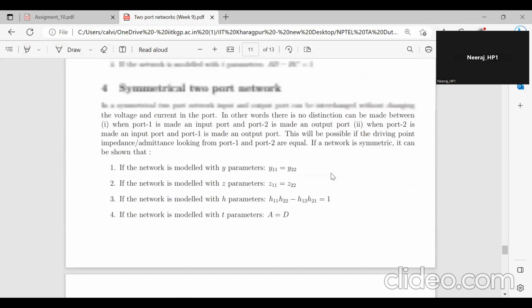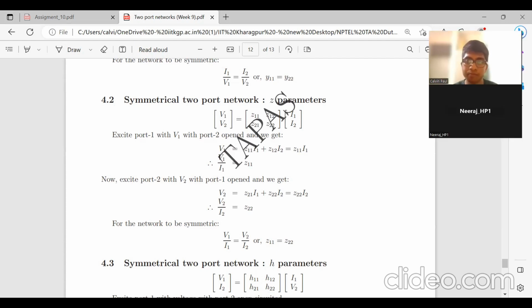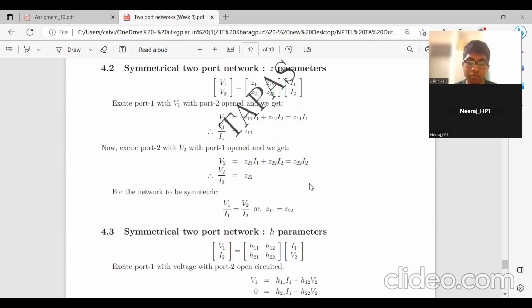If we see over here, we excite port 1 and we leave port 2 open. Then V1 upon I1 is equal to Z11. Similarly, when we excite port 2 and keep port 1 open, we get V2 upon I2 equal to Z22. So if the network is symmetric, then V1 upon I1 should be equal to V2 upon I2, or Z11 is equal to Z22. Alright. Any doubts on this?